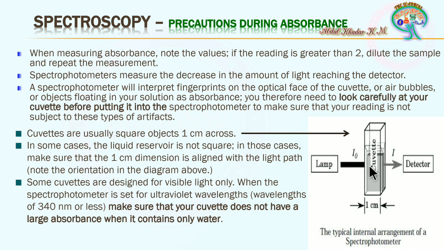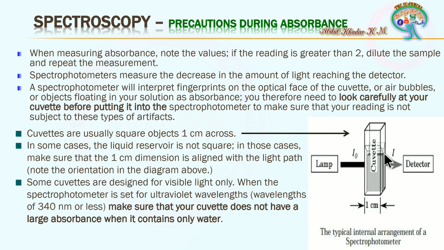Air bubbles present in the cuvette or any floating objects in the solution, in the sense any debris floating within the solution, can also diffract the light. So you therefore need to look carefully at your cuvette before putting it into the spectrophotometer, to make sure that your reading is not subject to these types of artifacts. There should not be any disturbance so that you get an accurate absorbance value. Cuvettes are usually square objects 1 centimeter across. In some cases the liquid reservoir is not square. In those cases, make sure that the 1 centimeter dimension is aligned with the light path.